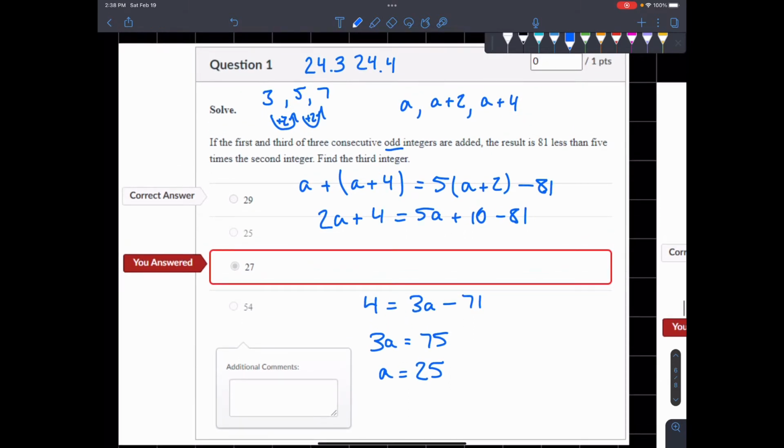Perfect. Now a is our first consecutive integer up here. And it's asking for the third odd integer. And we figured out that the third integer is equal to a plus 4. So we just have to simply add 4 to 25 to get 29, our third integer.